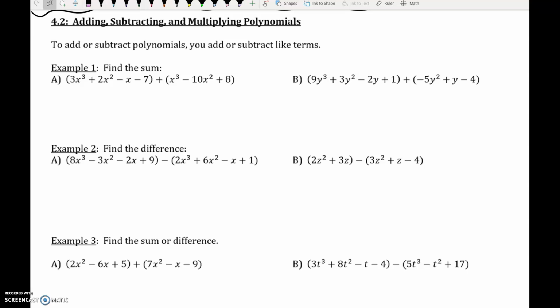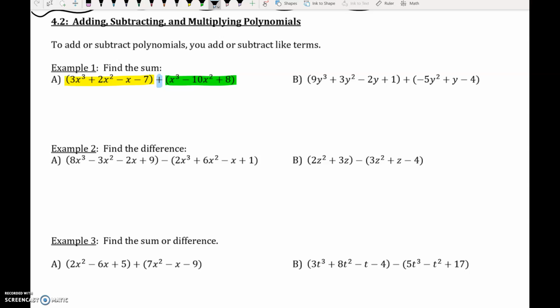Today we're looking at adding, subtracting, and multiplying polynomials. This is something that you've been doing since Algebra 1, so we're going to kind of zip through some of this, particularly the adding. So when you're adding polynomials, the parentheses are really just saying, here's this first polynomial, and here's this second polynomial, and we're going to add them together.